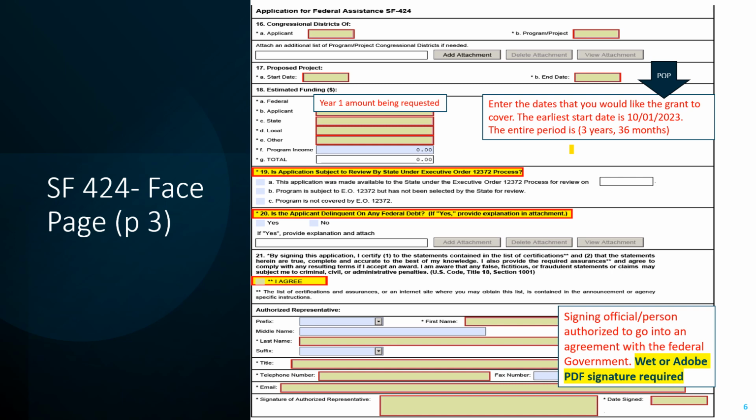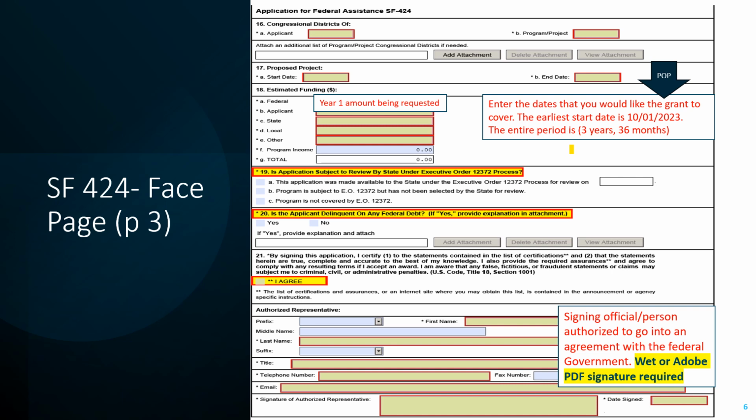Moving on to page 3 of the face page, for number 16, you are including your congressional district as the applicant, and that is determined by the address that you placed on page 1. So please put the congressional district that address falls under. As for program or project congressional district, this is seeking to know what congressional districts these grant funds would support. More than likely, it is statewide, supporting a statewide initiative. So you would just put statewide there or just leave it blank.